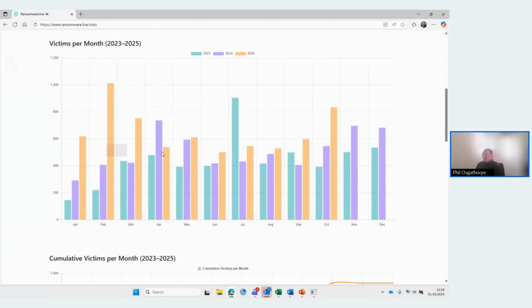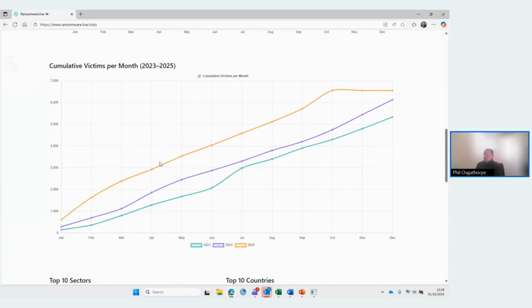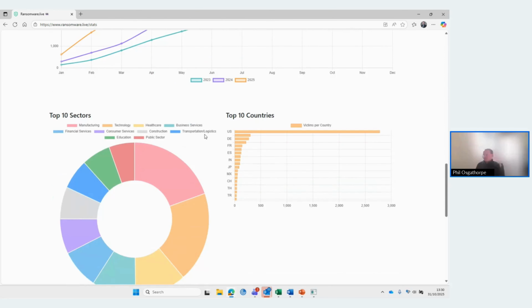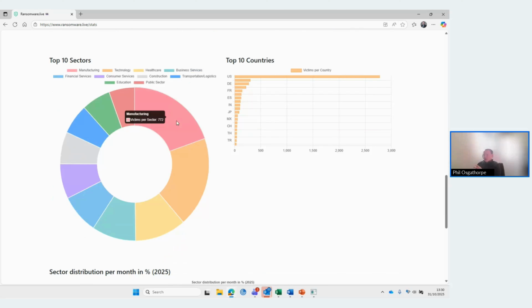You can see victims on a month-by-month basis over the last 3 years. What's really telling from this graph here is actually by October this year, the total amount of victims that this website has been able to identify has outstripped every previous year. And we've still got 2 months to go of the year. You can look at the top 10 sectors being impacted: manufacturing, technology, healthcare, business services, and so on. You can even see the top 10 countries here. The UK or Great Britain features as number 4.